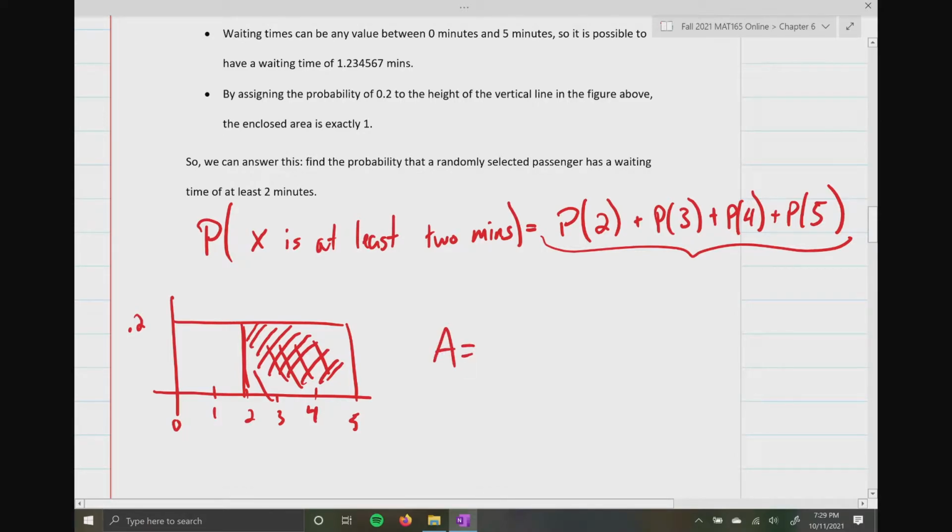So this is going to be from 2 to 5, which is 3 total units, and the height of this rectangle is 0.2. So area is going to equal 3 times 0.2, or 0.6. So the probability that a randomly selected passenger has a waiting time of at least 2 minutes is 0.6. So it looks like, on average, you can expect to be waiting at least 2 or more minutes, because 0.6 is a little bit greater than 0.5, which would be half. Okay?